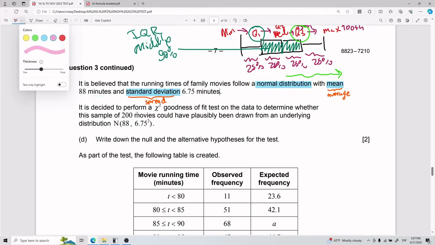And then it gets funky because it is decided, for some reason, to perform a goodness of fit test. Now this symbol here is chi. So this is what they call chi-squared. So this chi-squared goodness of fit test on the data is to determine whether this sample of 200 movies could have plausibly been drawn from an underlying distribution.